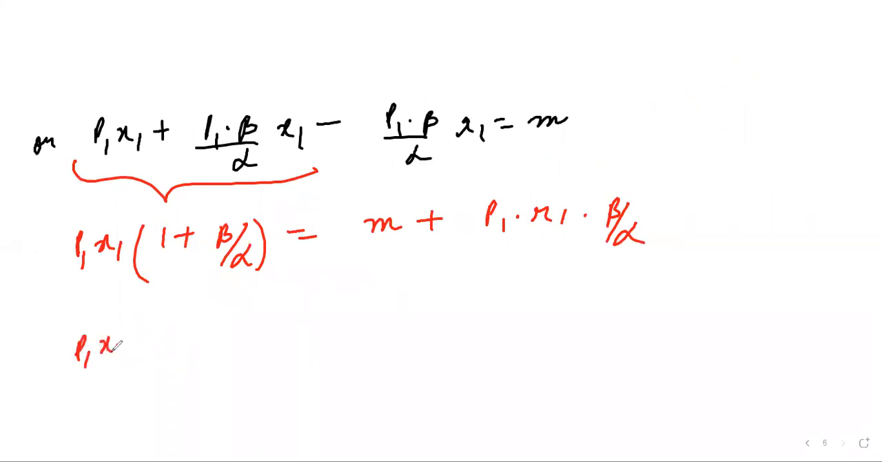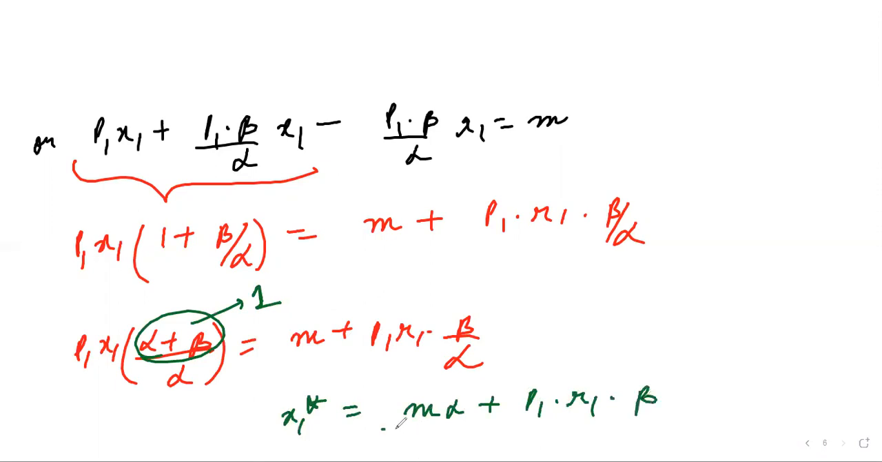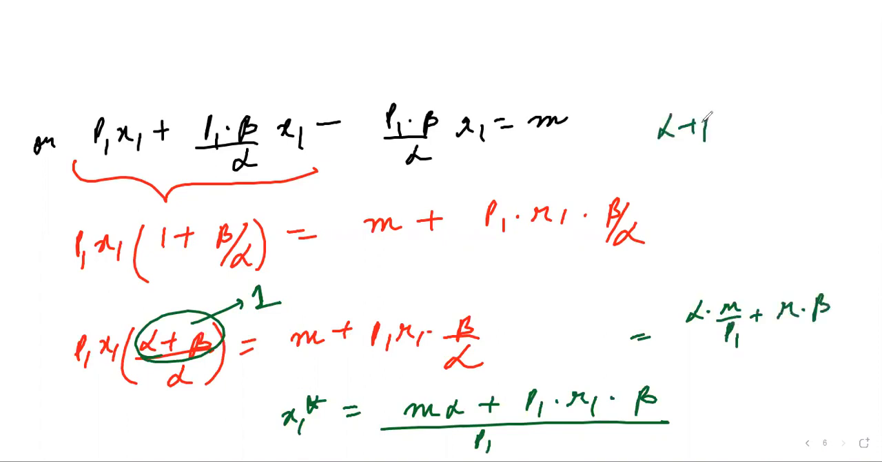So I'm going to write P1 X1 alpha plus beta by alpha is equal to M plus P1 R1 into beta by alpha. And I'm going to take this part as 1. Okay. So I will have X1 star then as M alpha plus P1 into R1 into beta upon P1. So this will be alpha into M by P1 plus R into beta. Beta can also be rewritten because alpha plus beta is 1.